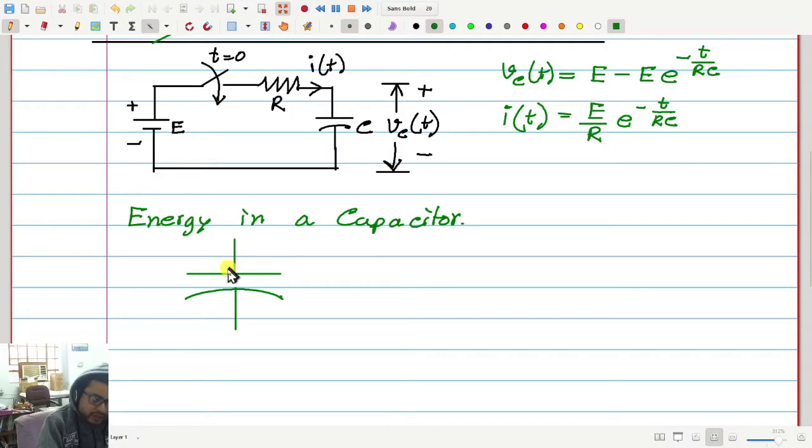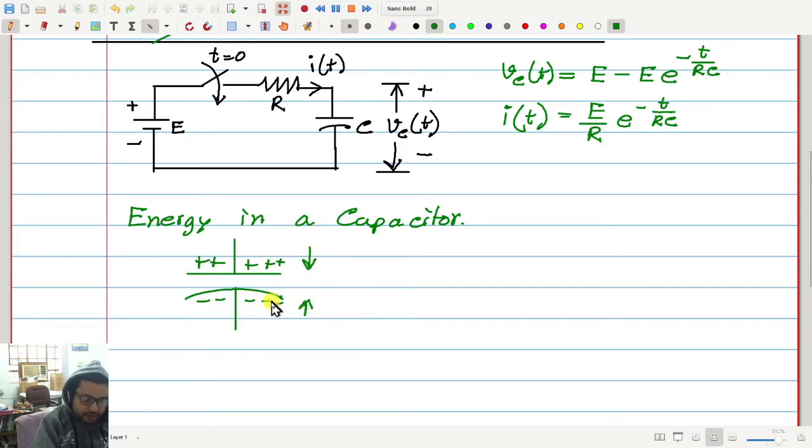Okay, so now suppose we give some charge. Suppose here we give some positive charge and here we give an equal amount of negative charge, then these two plates will attract each other.